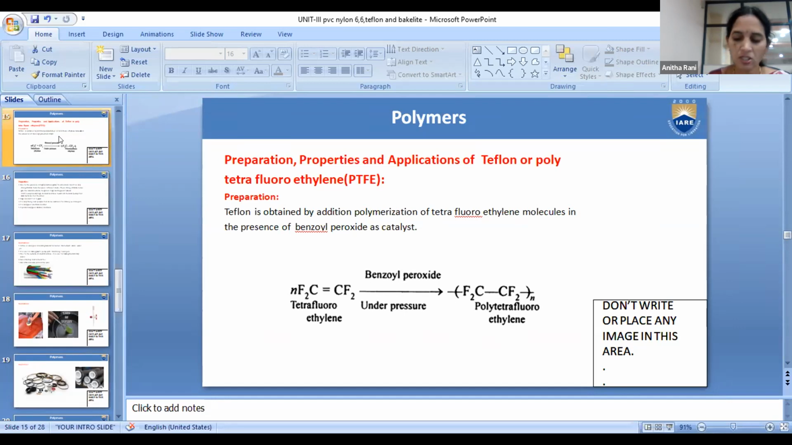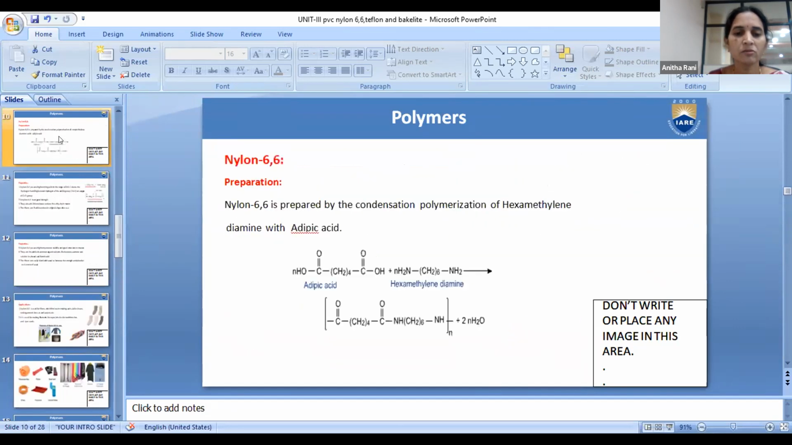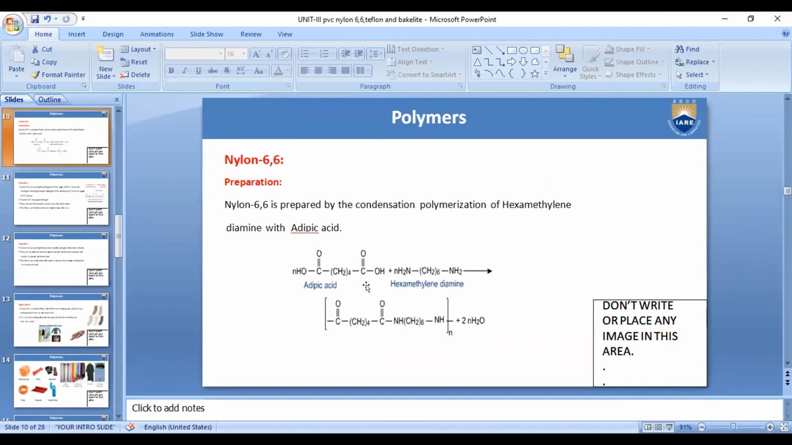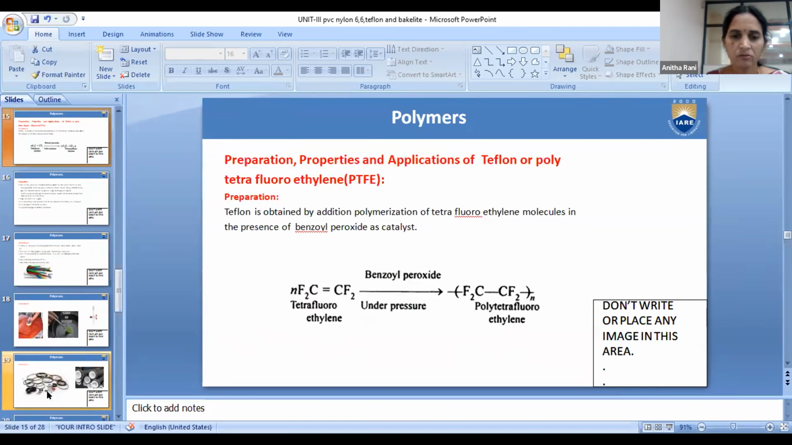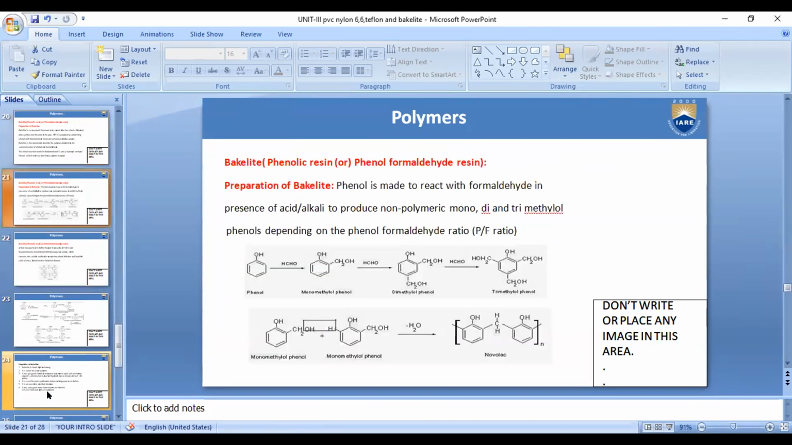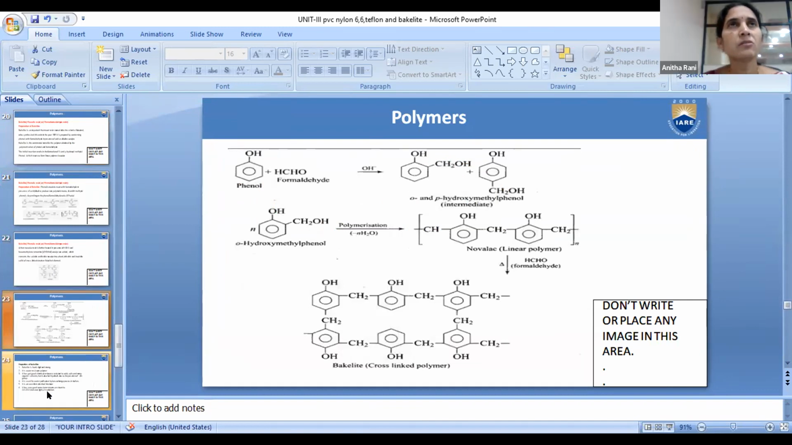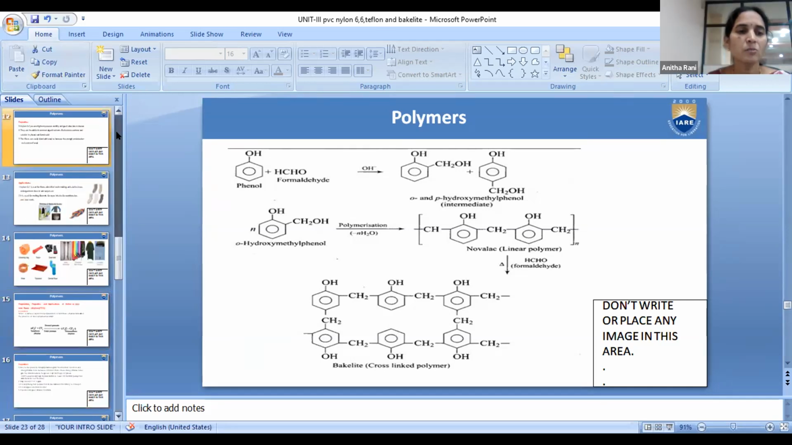Now nylon 6,6, which type of polymerization? Condensation, removal of water molecule. Now Bakelite, you tell me. Condensation only, removal of water molecule is taking place here also. What type of polymerization? Condensation polymerization.